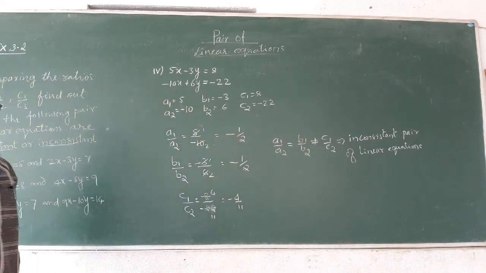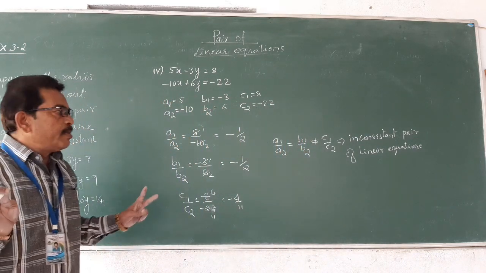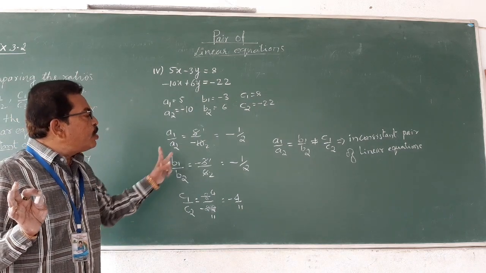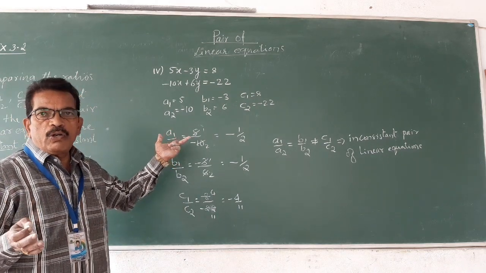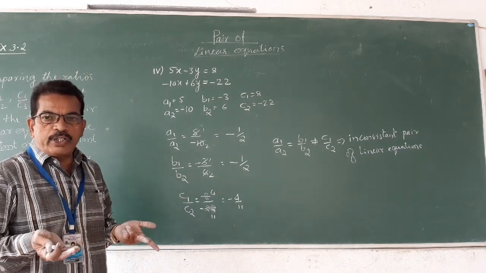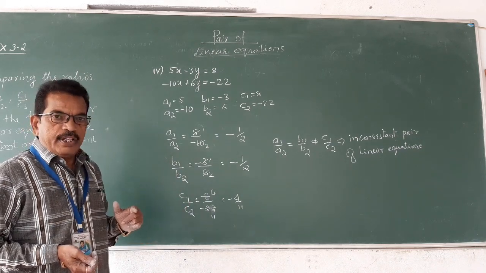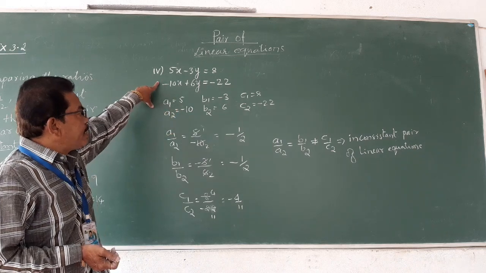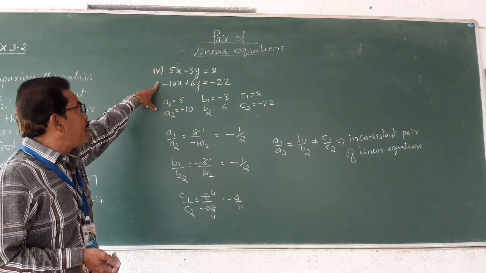Inconsistent pair of linear equations. Very simple, very easy to remember. If they have a solution, that is consistent. If the pair of linear equations has no solution, that is inconsistent. So keep it in mind. Then observe the solution of the fourth one.